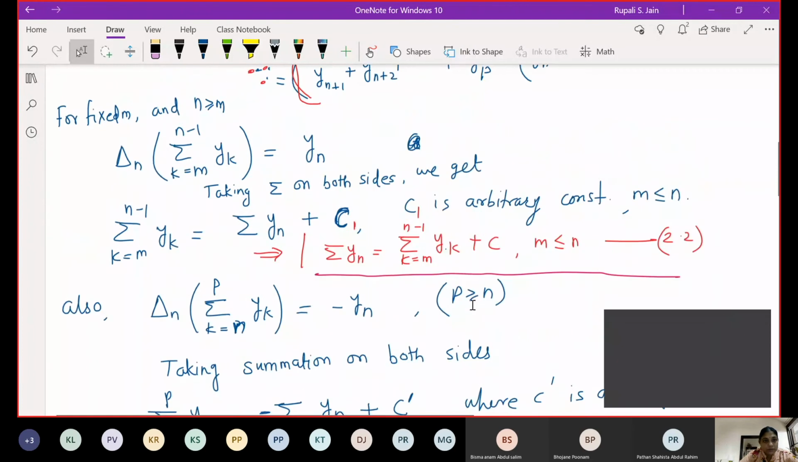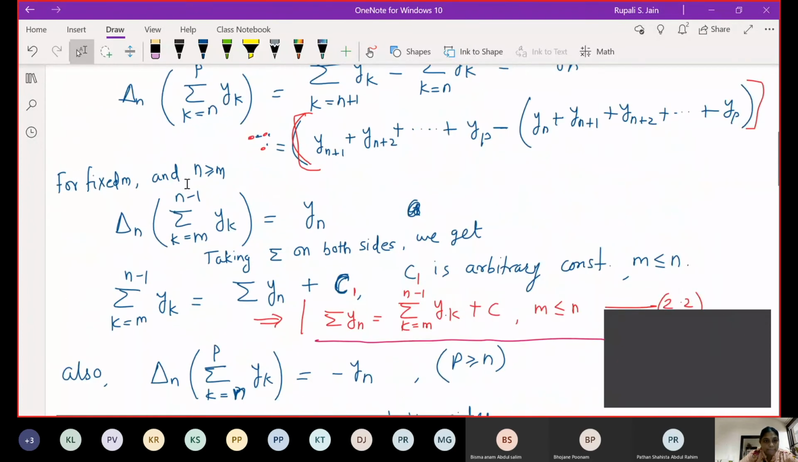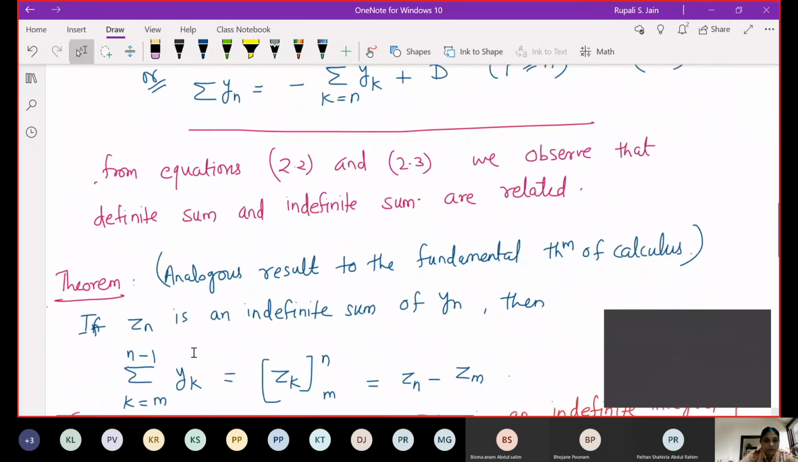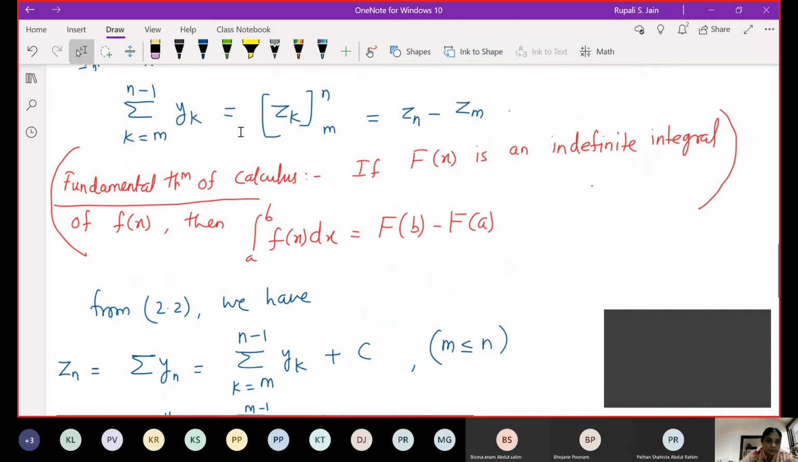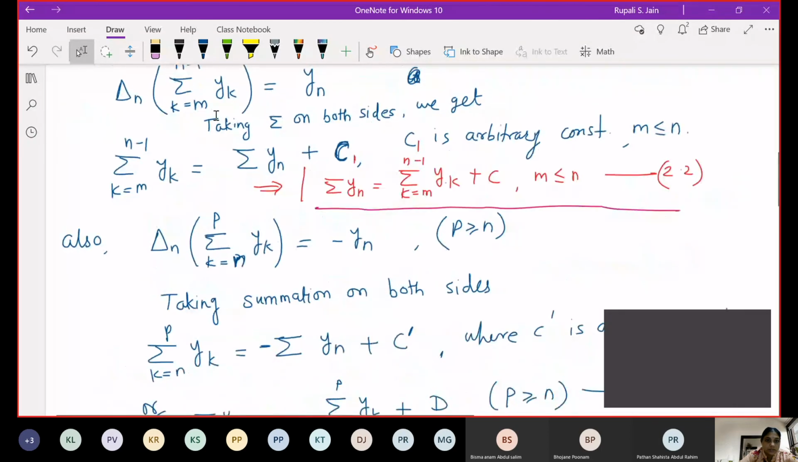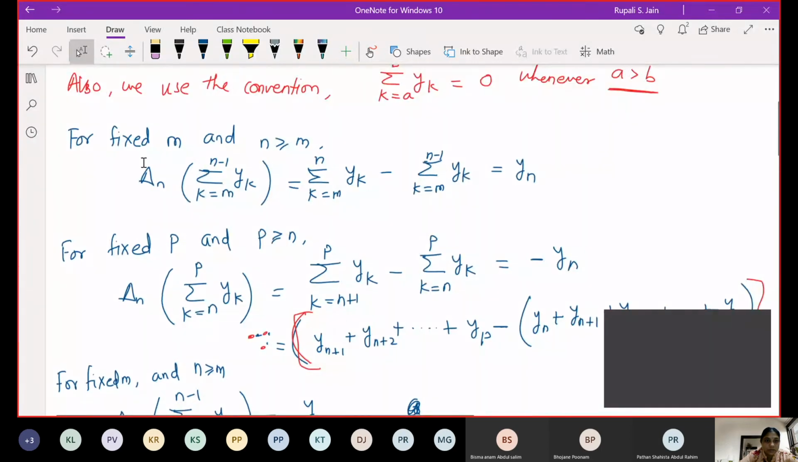How will you start if you want to write the proof for fixed m and n greater than or equal to m? Delta of summation y_k, k is equal to m to n minus 1, is nothing but y_n. So taking summation on both sides, I will get this, 2.2. I have directly written here, from 2.2 we get. So you have to start like that. Those 2 lines also you have to write, for fixed m and n greater than or equal to m. We are having this. Is that okay?